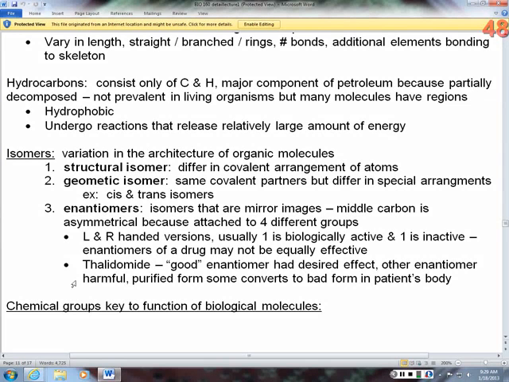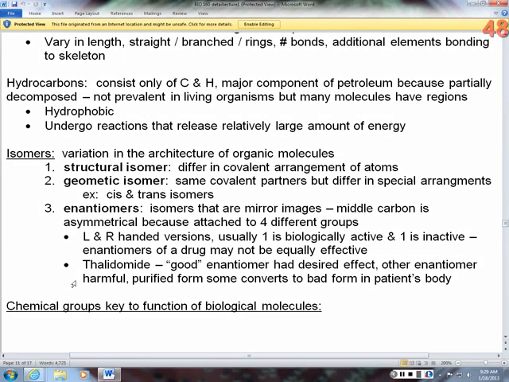With a drug, the enantiomers may not be equally effective. An example of this was thalidomide, which was used for morning sickness years ago, and it ended up causing a lot of other problems for people. The good enantiomer had the desired effect. The other enantiomer was harmful.